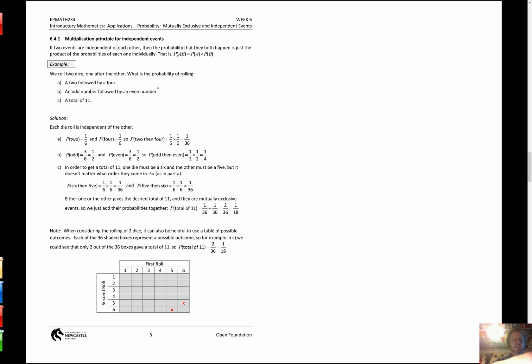Look at the first question. We roll 2 dice, one after the other. What's the probability of rolling a 2 followed by a 4? Well, the probability of a 2, then 4, is equal to the probability of a 2 times the probability of a 4, because they're independent events. The outcome of the first roll doesn't affect the outcome of the second roll. So the probability of 2 then 4 is the probability of 2 times the probability of 4.